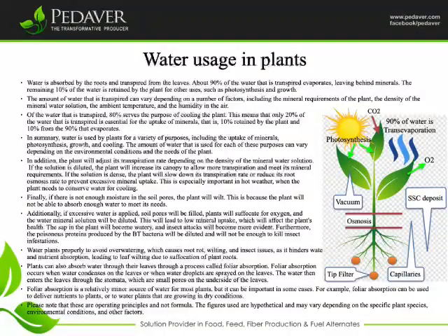For example, foliar absorption can be used to deliver nutrients to plants, or to water plants that are growing in dry conditions. Please note that these are operating principles and not formula. The figures used are hypothetical and may vary depending on the specific plant species, environmental conditions, and other factors.